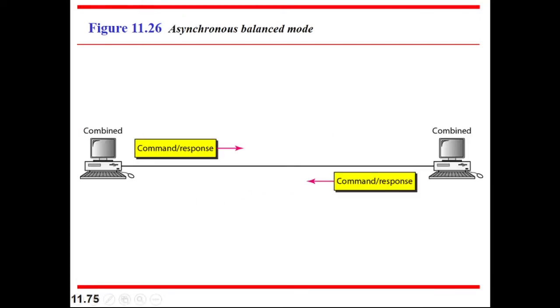Now this is the asynchronous balanced mode. This is a configuration mode, and this link is also used for point to point connections. Here each station can function as a primary as well as a secondary station.